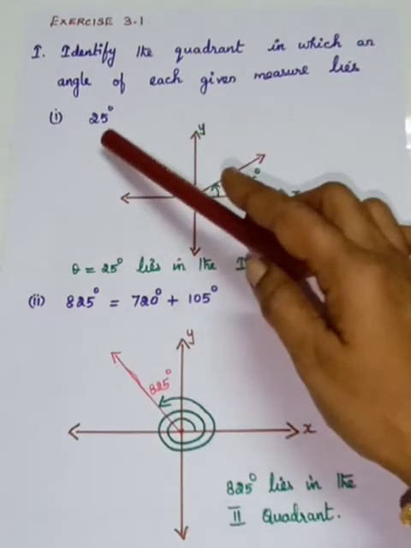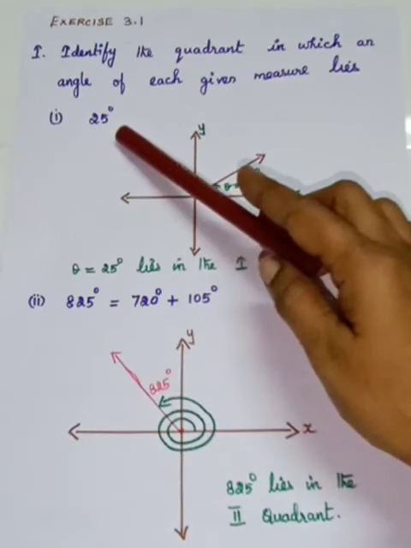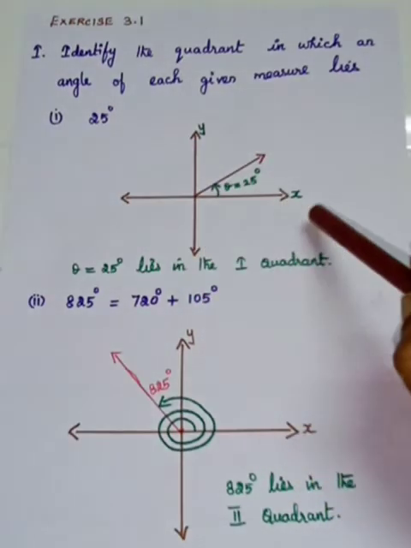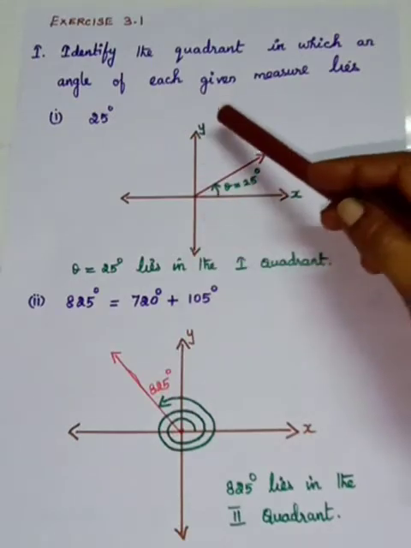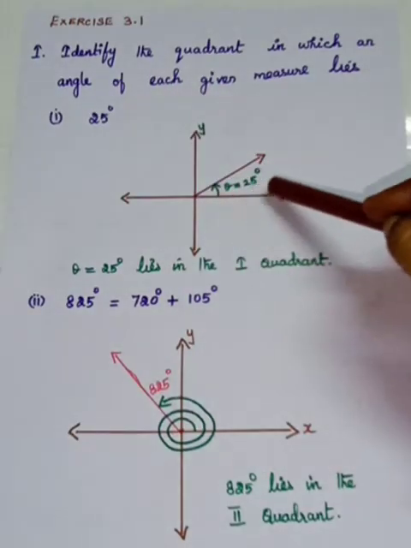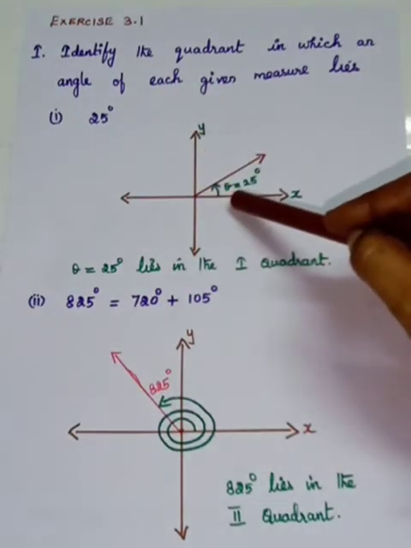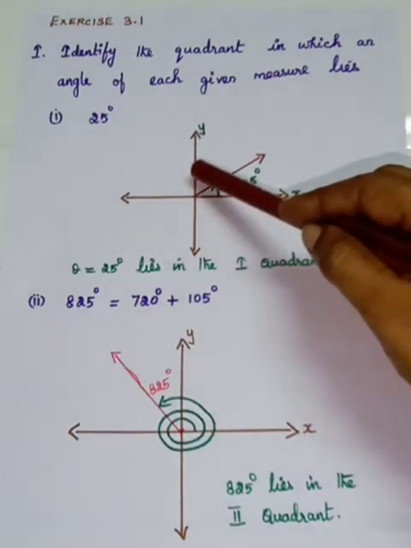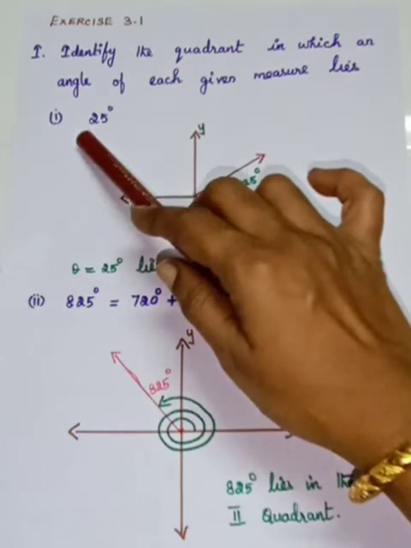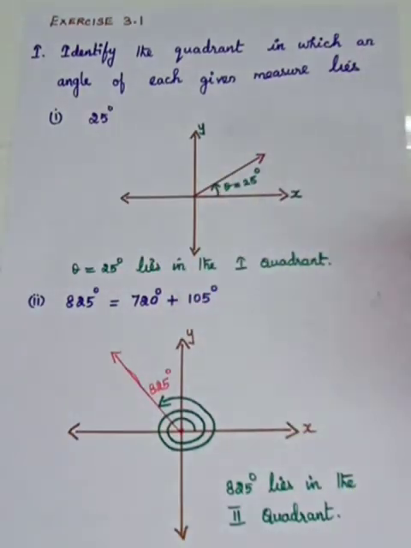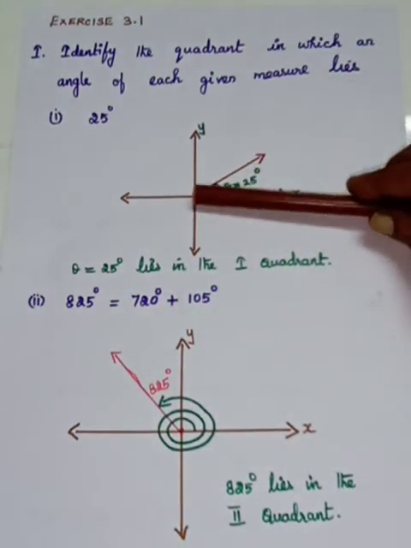Okay, first one, what is it? 25 degrees. So first, we have to draw the x-axis and y-axis. So for 25 degrees, in the first quadrant, theta varies from 0 to 90. Okay, so see that the angle is positive. Positive means you have to move in the anti-clockwise rotation. So this is your initial side.